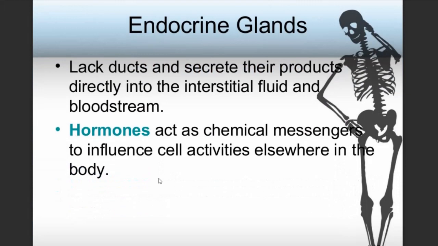So endocrine glands. What are the endocrine glands? We will differentiate the endocrine glands and exocrine glands. So what are the differences between them? Endocrine glands lack any ducts. They don't have any ducts and secrete their products directly into the interstitial fluid or into the blood. Hormones are the product of the endocrine glands. They act as chemical messengers, which influence the cell activities in another part of the body.